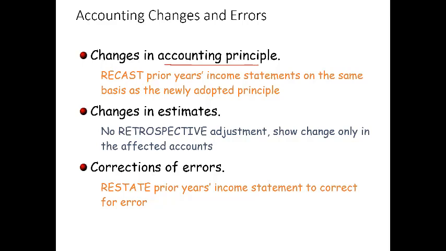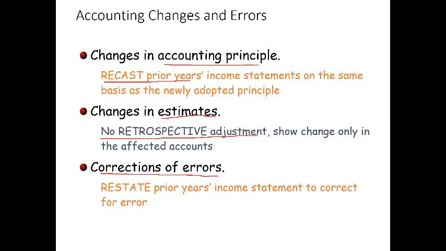If we have a change in estimate, however, so we have an estimate of depreciation, the useful life of our building. We changed that estimate of the useful life of the building from 30 years to 50 years. We don't make retrospective adjustments to prior depreciation that we took. We're only going to show the change in future depreciation expense that we take. So with change in estimates, there's no retrospective adjustment. If we have a change in accounting principle, we have to make a retrospective adjustment, and we have to recast prior year's income statements under the same basis as the newly adopted principle.